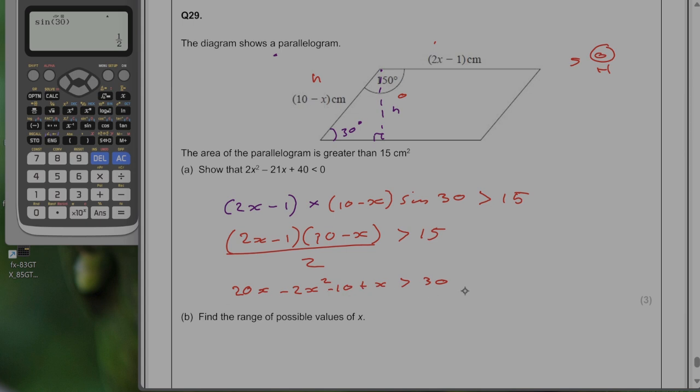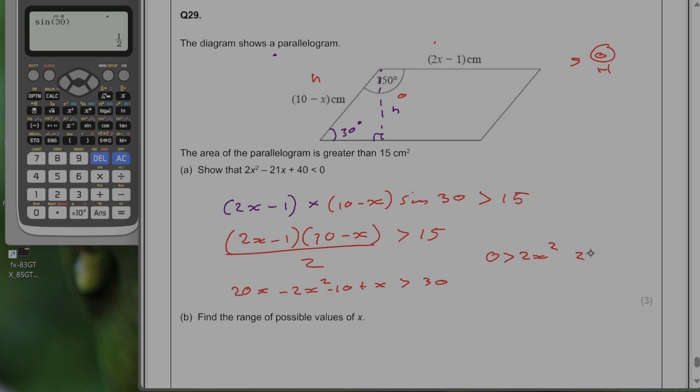Right, I'm going to take everything over to the other side. 0 has to be greater than, we'll do our x squared first, so 2x squared. 20 plus x, so minus 21x. And then minus 10, 30 plus 10 would be 40. Which is what we're asked to show. I'll write it the other way though. So 2x squared minus 21x plus 40 has to be less than 0.